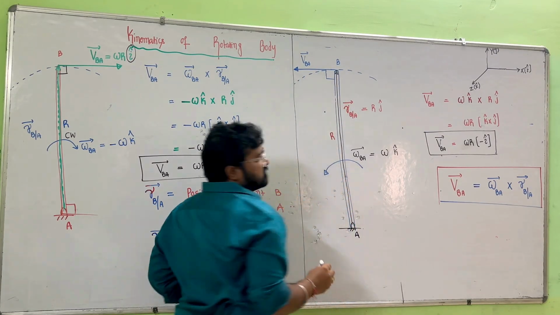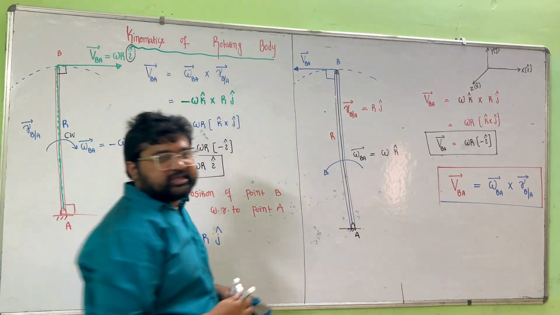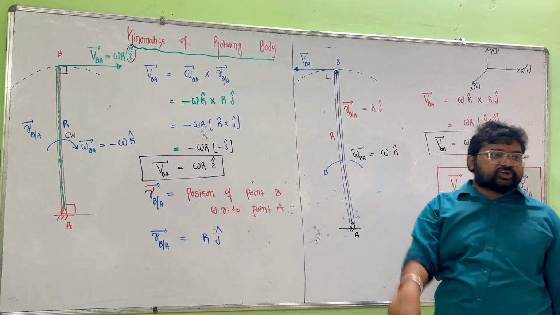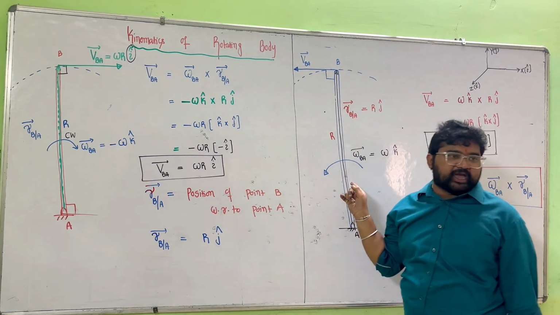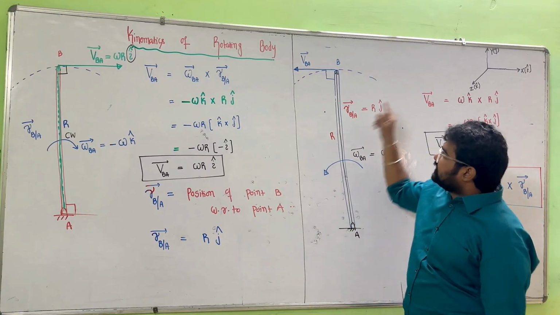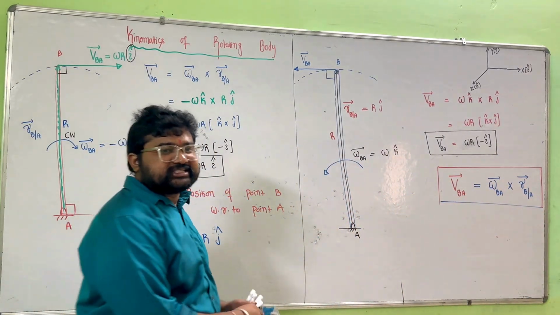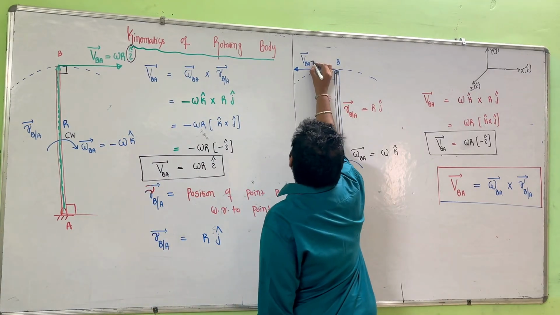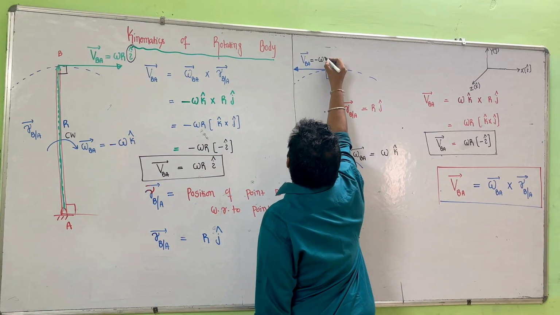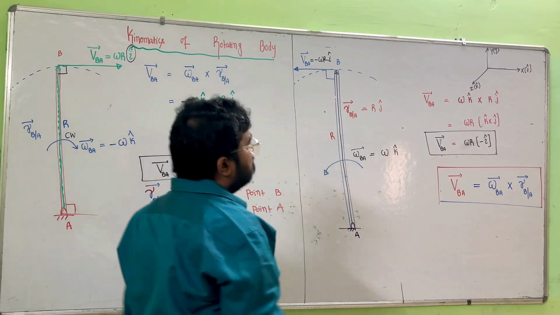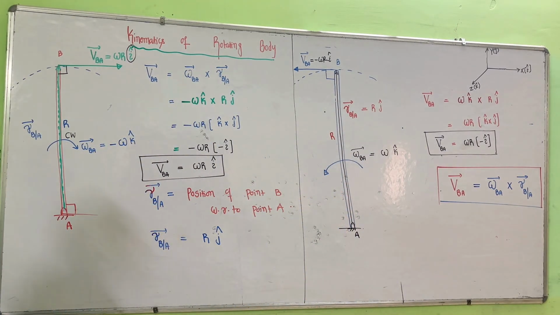Our sign convention also matching or not. So here VBA is acting tangential to the rotation of the disc in the same sense of omega. If this sense is like this, VBA bar must be in this direction. Are you getting the same? This is minus omega R i cap. This is velocity.